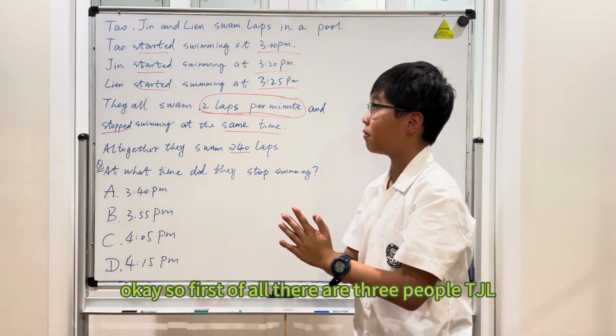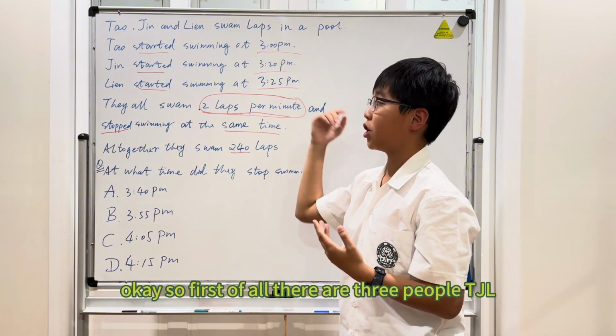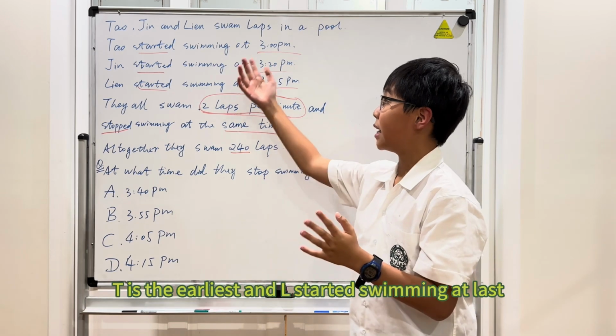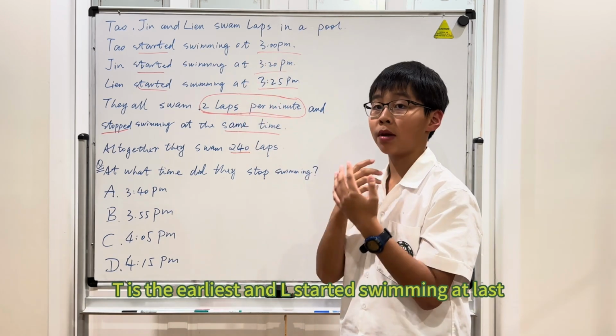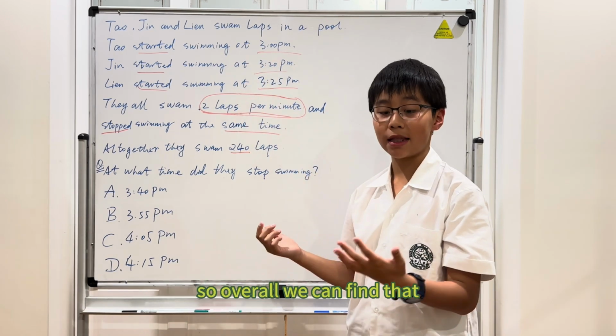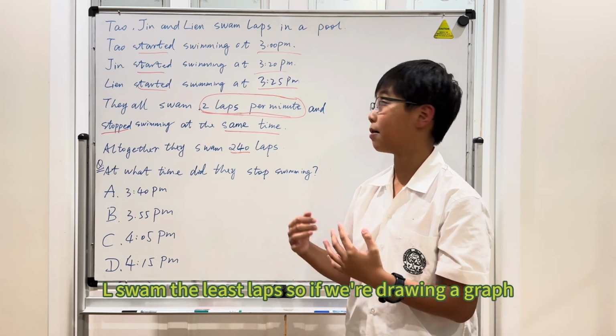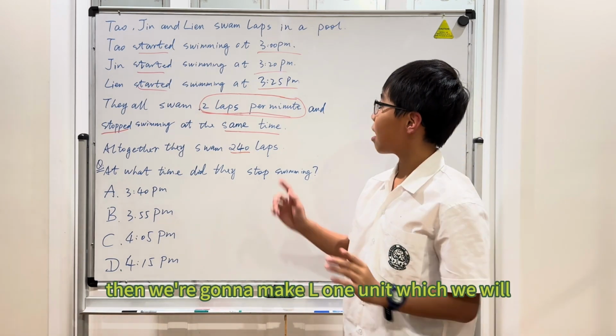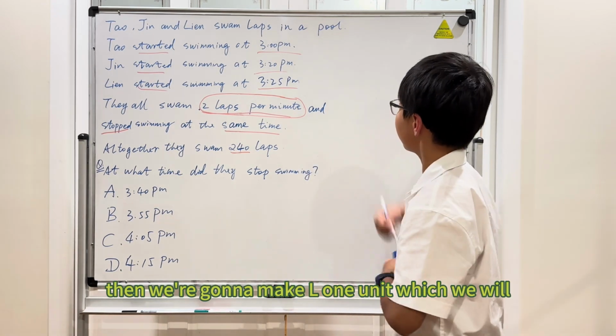Okay, so first of all, there are 3 people, T, J, and L. And they started swimming at different times. T is the earliest and L started swimming last. So overall, we can find that L swam the least laps. So if we're drawing a graph, which we are, then we're going to make L 1 minute, which we will.